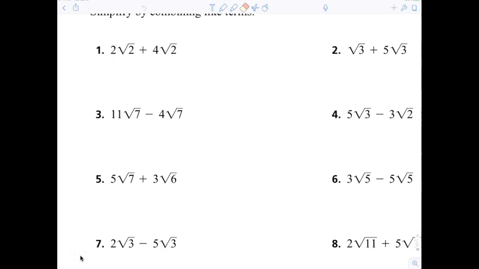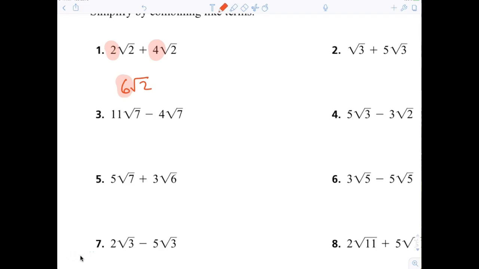Anybody want to take a shot at it? Tell me. 6 square roots of 2. Of course, 6 square roots of 2. All right? So number 1, 6 square roots of 2. Now, again, if you were listening, that's not too bad. But let's look just to make sure you're hearing me. This number in front tells you how many square roots of 2 you have. You have 2 square roots of 2. And then you're adding 4 more. It's very, very simple. 2 plus 4, 6. All right? So that's how we came up with 6 radical 2.